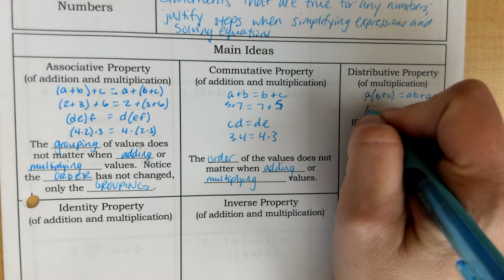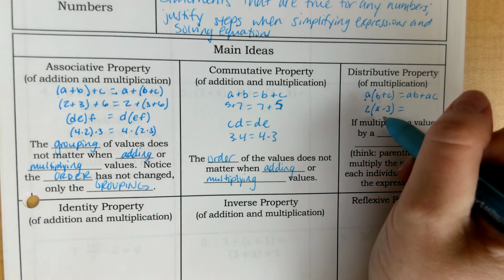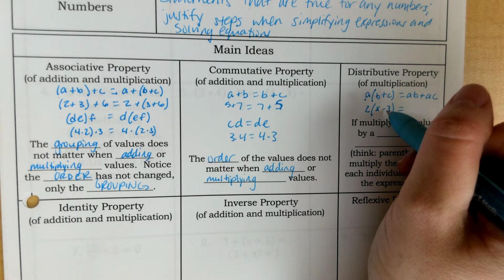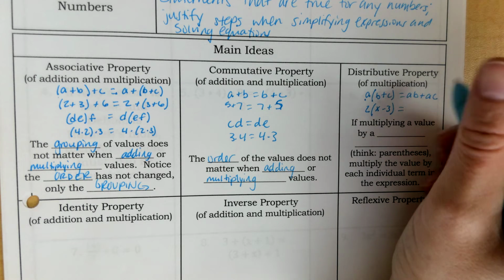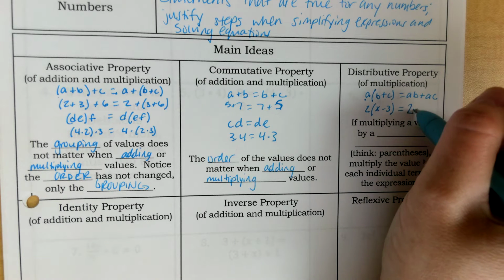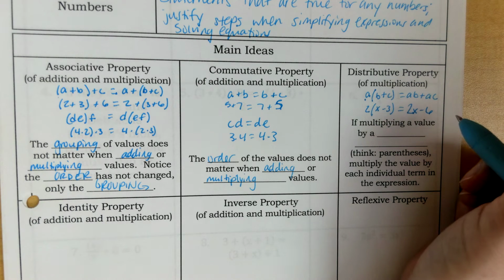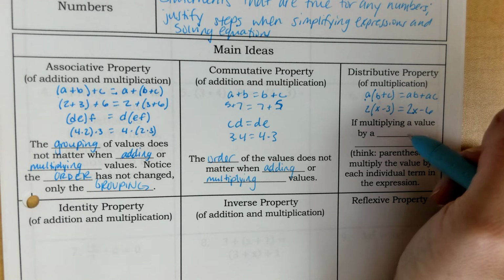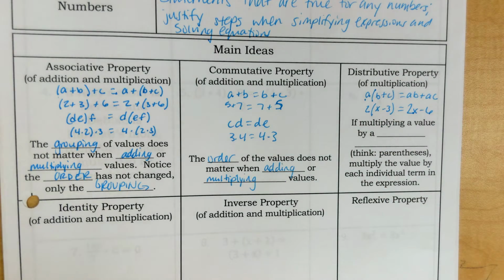So if we did that in terms of numbers and variables, let's say we have x minus 3 inside the group and I have to multiply 2 by both of those things. Then I'm going to be doing 2 times x, which is 2x, and 2 times negative 3, which is negative 6. That's distributive property. I'm just distributing that value on the outside of the group to everything inside the group.